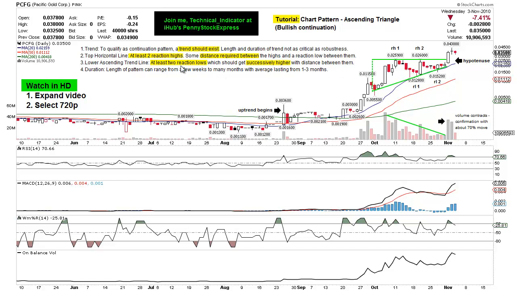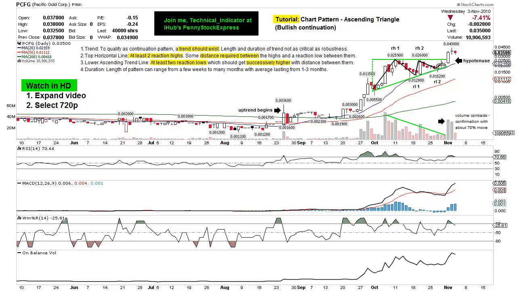The last thing I'm going to do here is just draw lines connecting the reaction highs and lows. So if we start the line here, you can see that we make a reaction high, and then we have a reaction low. And then we have reaction high number 2, and then we have reaction low number 2. And you can kind of see that it's coiling, or the space between the two lines is getting tighter, and essentially the pressure is building.